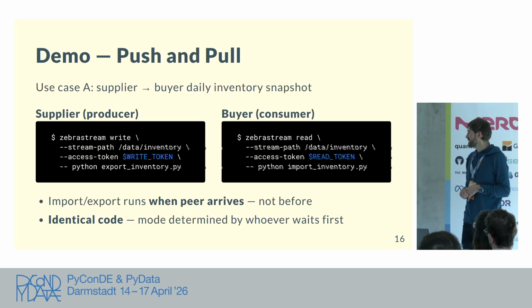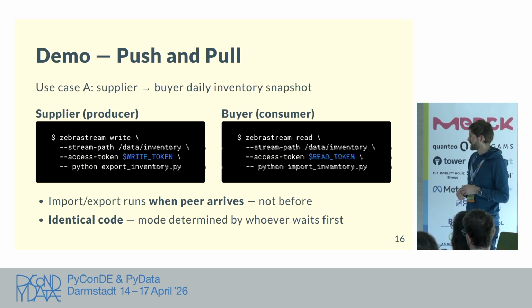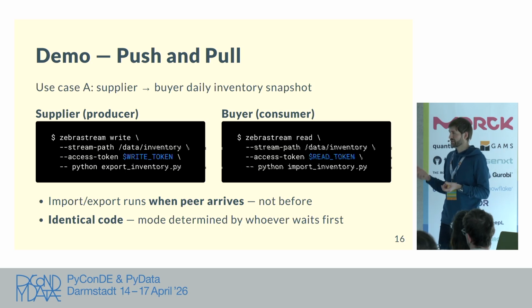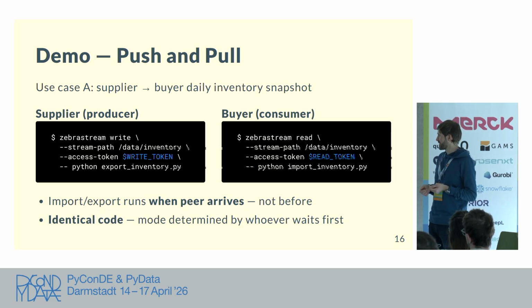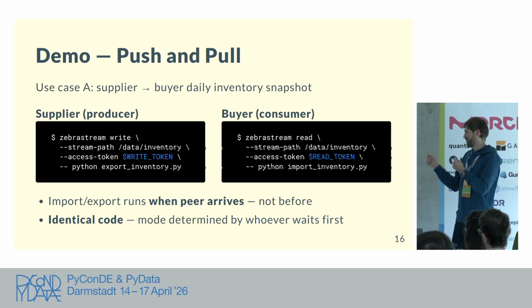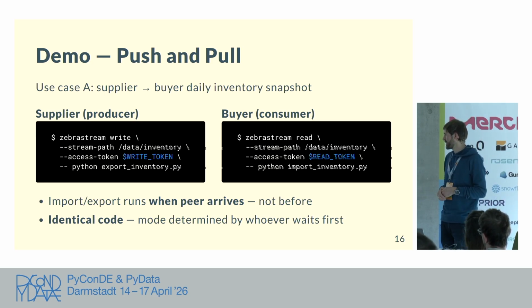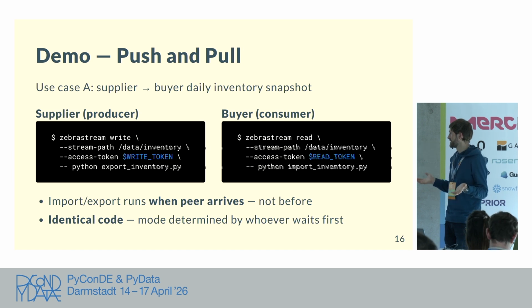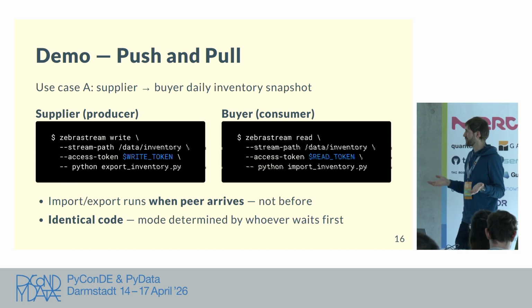The thing about this is that it's totally event-driven because we have this connect API. So the export-import doesn't run like in a shell when we execute it, but it runs when the other peer arrives. That makes it very easy to react to events in both directions. And the other observation is that there's no difference in the code. It's just a temporal variant, basically.